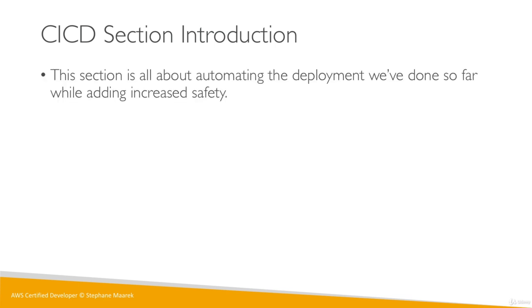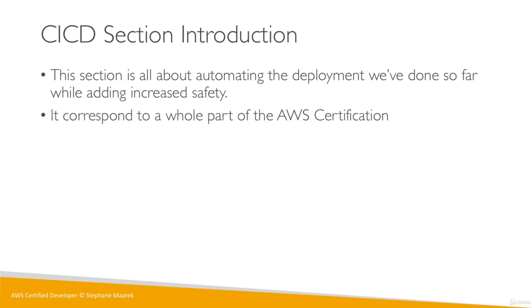So CI/CD is continuous integration and continuous, sometimes deployment, sometimes delivery. But this section is all about automating everything we've done so far to increase safety. And the AWS certification has a whole part dedicated to CI/CD. So it's extremely important for you to understand and practice because it is really, really key to passing the certification.